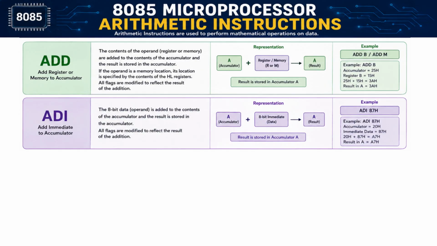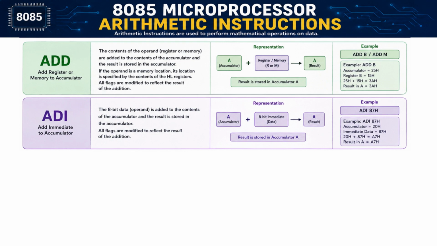Let's solve the example. The instruction is ADI 87H. Suppose the accumulator initially contains 20H. The immediate data is 87H. Now perform the addition. Therefore, the accumulator now stores A7H. Again, the immediate value is not stored anywhere. It is simply used for the calculation.